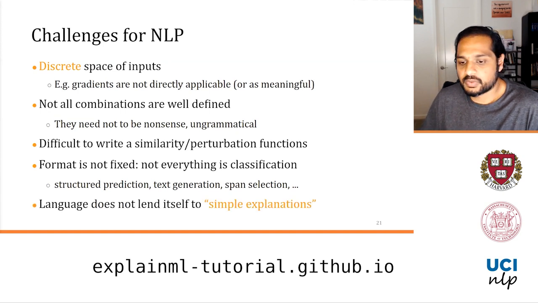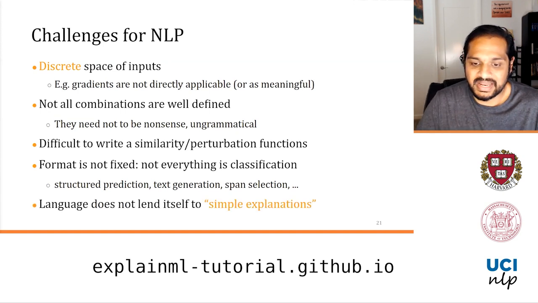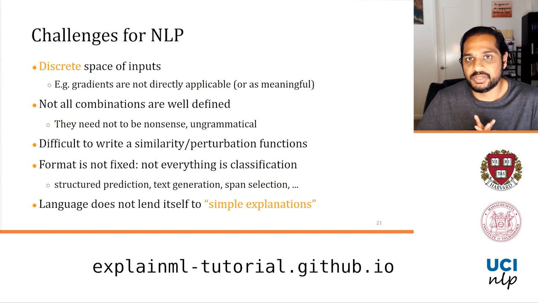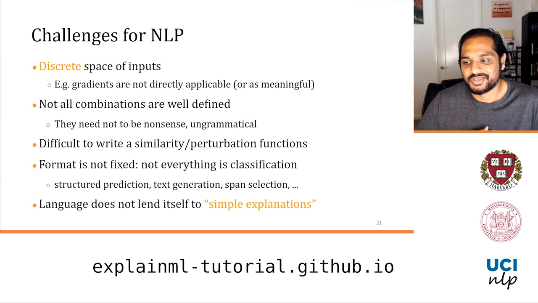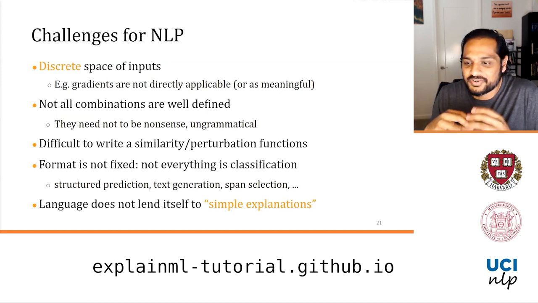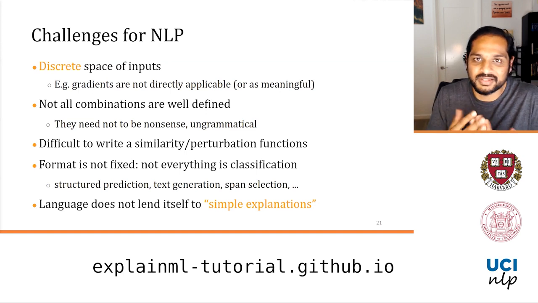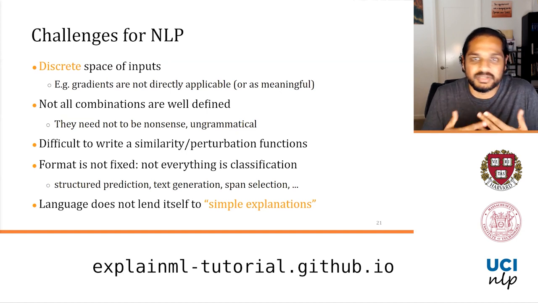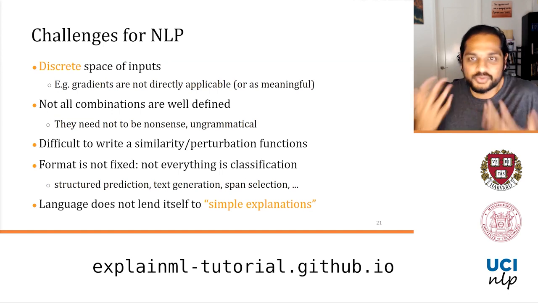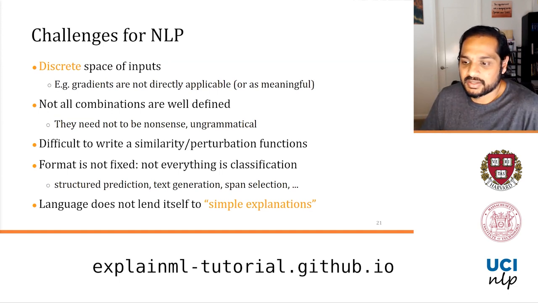And finally, what makes it really challenging is that most of the tasks we look at in language don't lend themselves to simple explanations, right? Like, why is the sentiment of a review positive or negative? Well, maybe they say it's a good movie or it's a bad movie and then it's easy, but maybe the sentiment is expressed much more subtly in the words that they use. And none of those things can be easily captured by interpretability techniques.